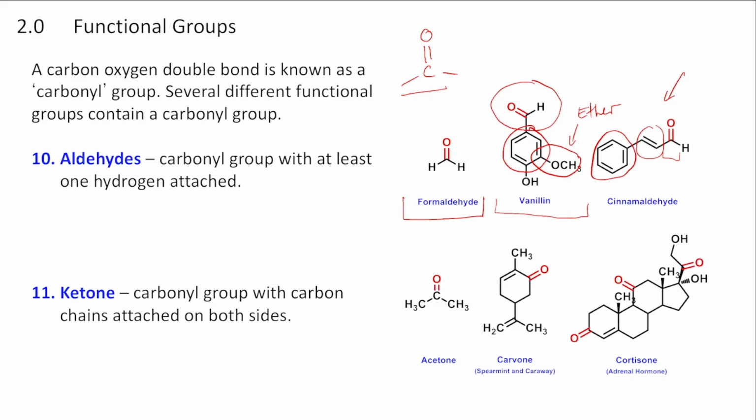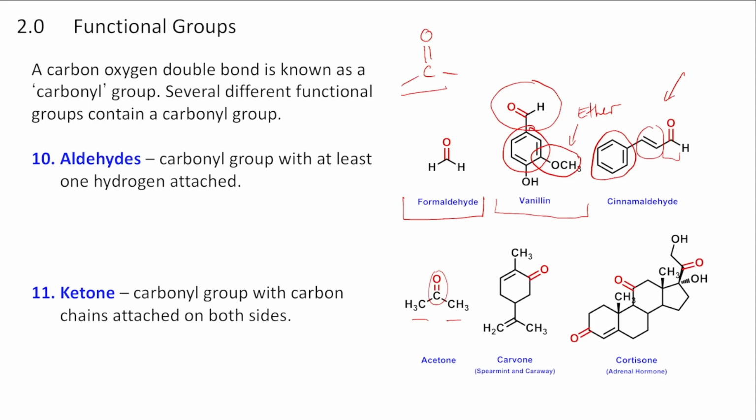A ketone looks a lot like an aldehyde, except it's a carbonyl group with a carbon atom attached to both sides. Acetone is the simplest ketone. Acetone is a common name. We're going to be looking at how to name these things systematically in a little bit. And you can see acetone has that carbon-oxygen double bond.